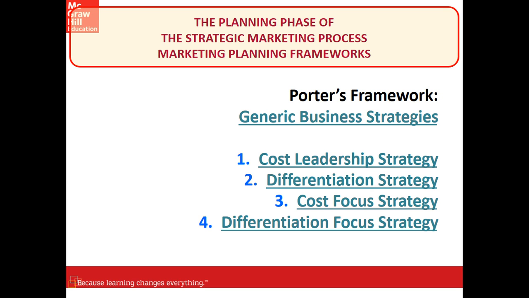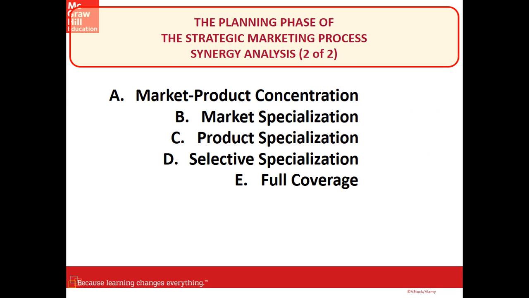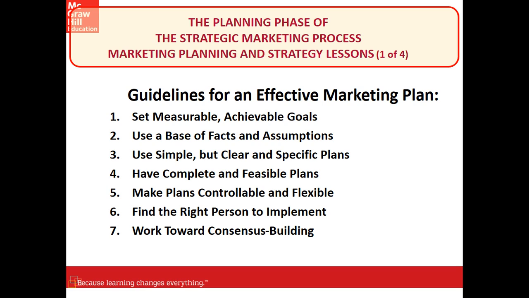And make sure you understand Michael Porter's framework, generic business strategies. What is the cost leadership strategy? What's the differentiation strategy? What's the cost focus strategy? And what is the differentiation focus strategy? Okay? And also, what is market-product concentration? What is market specialization? What is product specialization? What is selective specialization? And what is full coverage? Okay? Using the market-product matrix. These are the guidelines for an effective marketing plan. Okay, look at it.